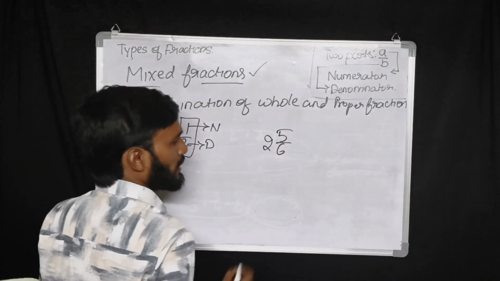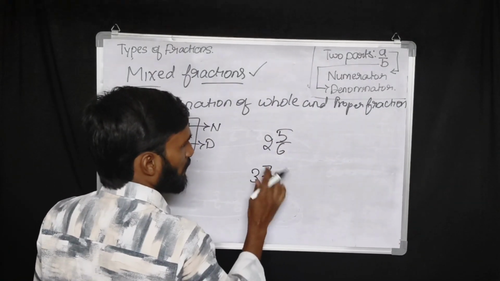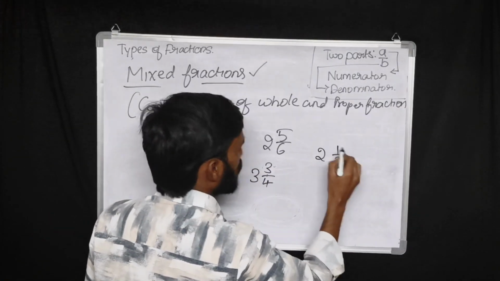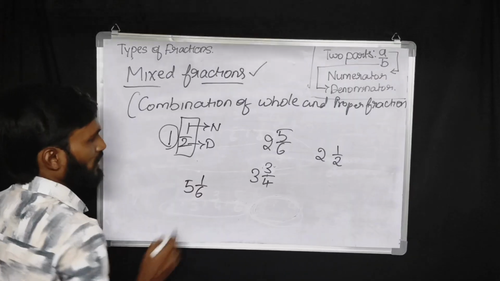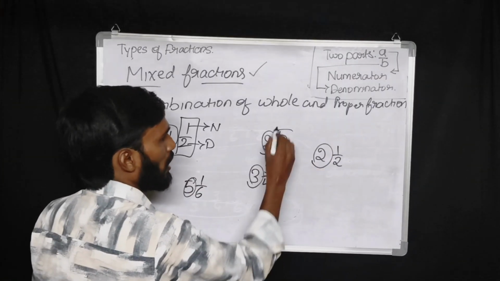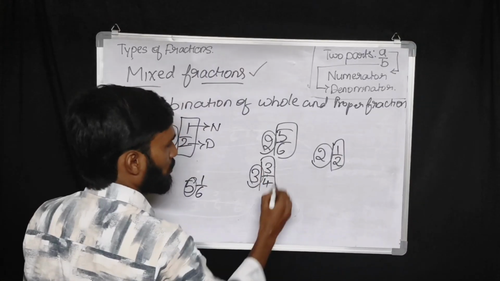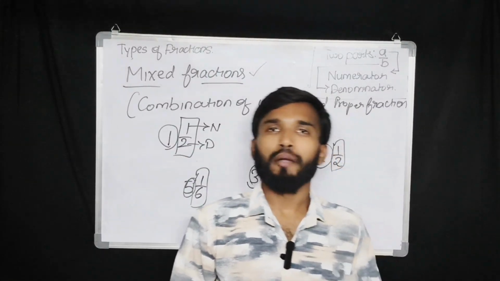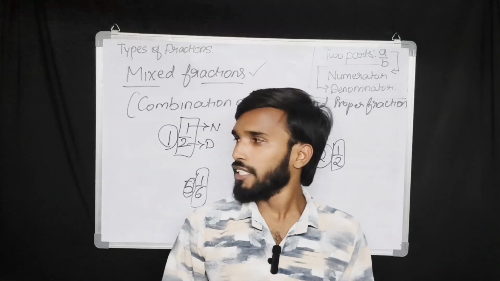2 5 by 6, 3 7 by 3 3 by 4, and 2 1 by 2, 5 1 by 6. See, all are having one whole and all are having proper fractions. So a fraction having a combination of whole and proper fractions is called a mixed fraction.